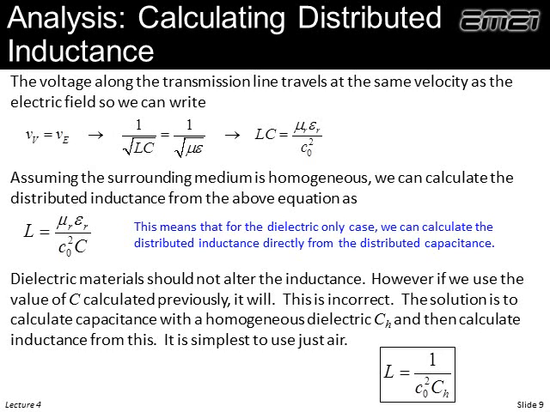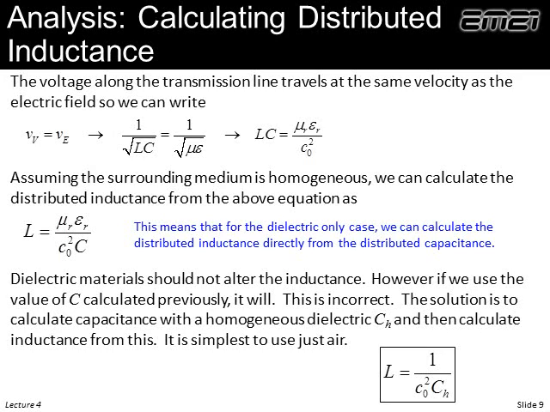We also want the distributed inductance. If we had permeability or some kind of magnetic response around the transmission line, we really would have to go back to Maxwell's equations and solve those. If the magnetic response around the transmission line is at least homogeneous, it becomes a lot simpler because the velocity of the electric field and the voltage on the line is the same.